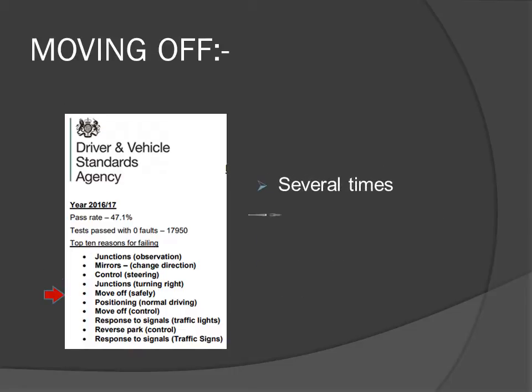Moving off. During the test, you will be asked to pull in and move off several times. This may include pulling away on a level road, on an uphill or downhill gradient, pulling off at an angle, and possibly being told to perform an emergency stop. You must take effective observation during the moving off. Make sure you do your 5 or 6 point check. Ask yourself before you signal, will somebody benefit from my signal?